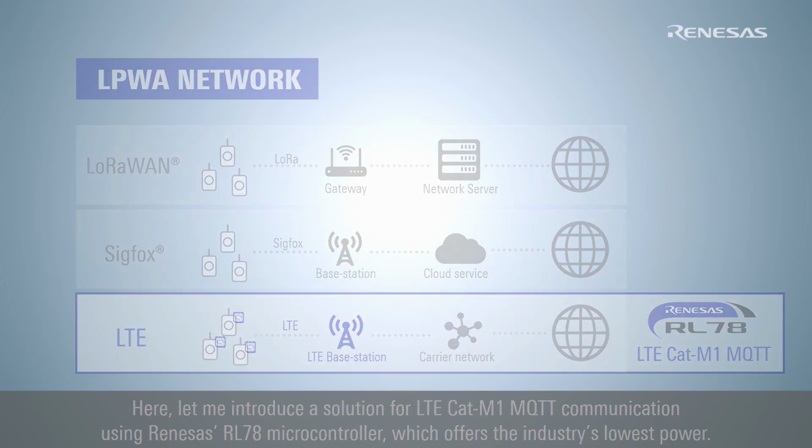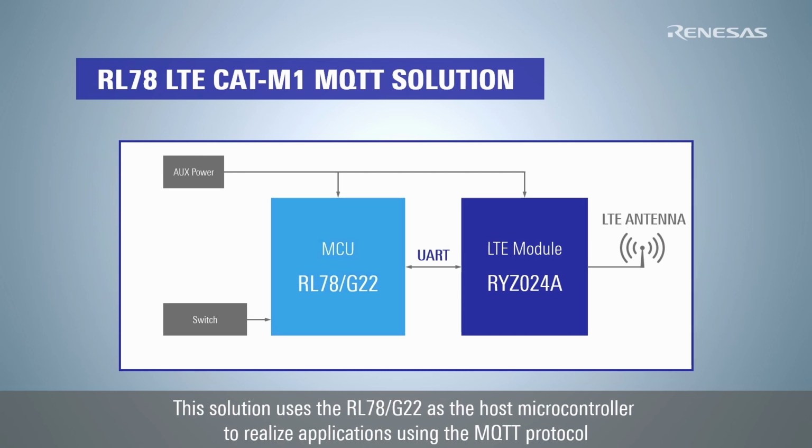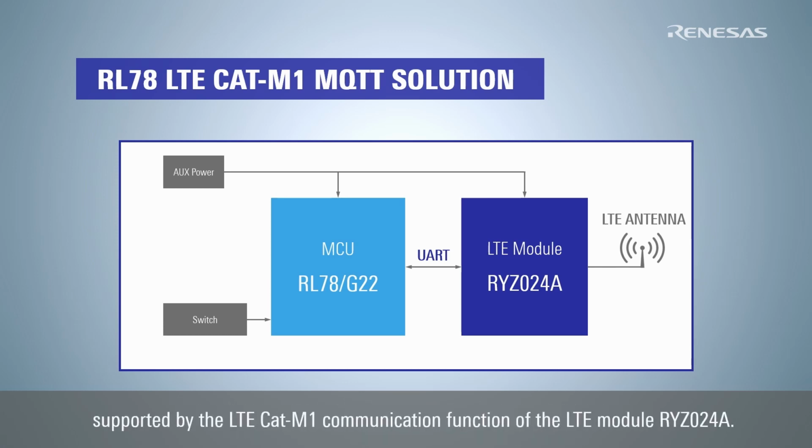Here, let me introduce a solution for LTE CAT-M1 MQTT communication using the Renesas RL78 microcontroller, which offers the industry's lowest power. This solution uses the RL78G22 as the host microcontroller to realize applications using the MQTT protocol supported by the LTE CAT-M1 communication function of the LTE module RYZ024A.